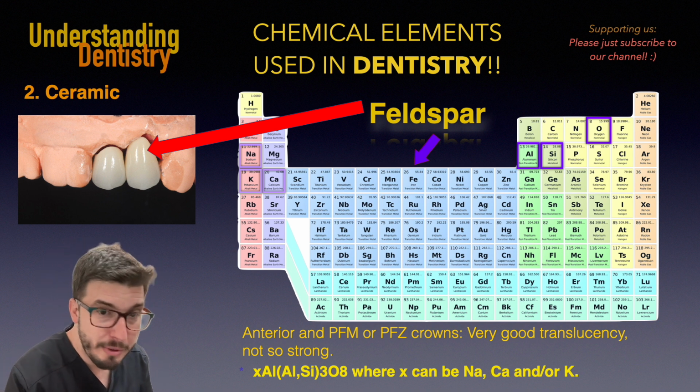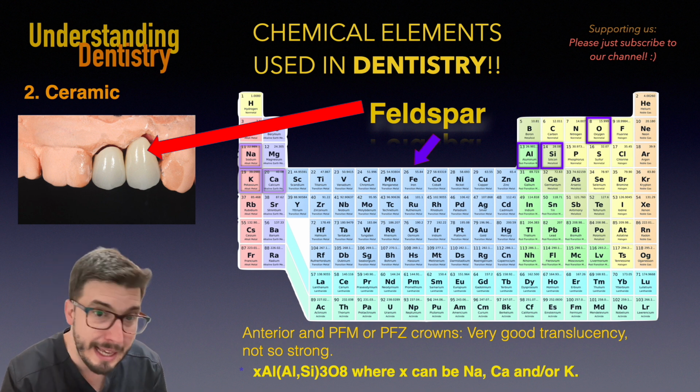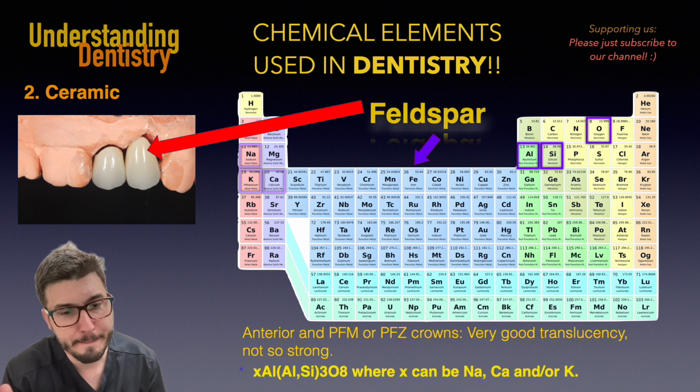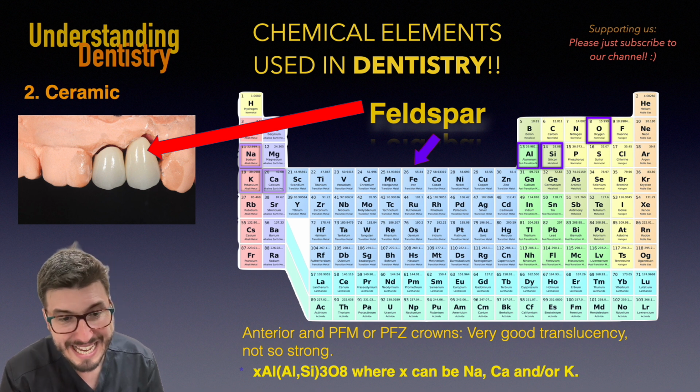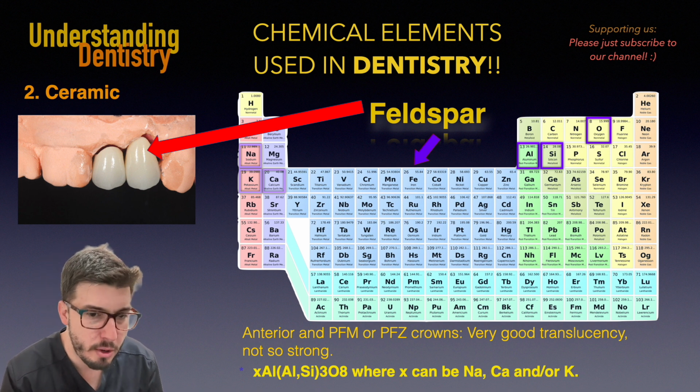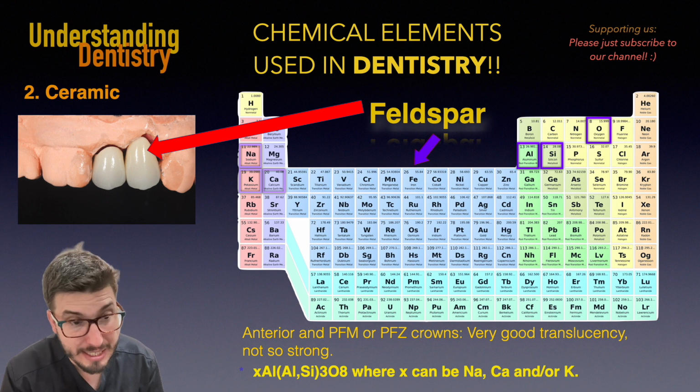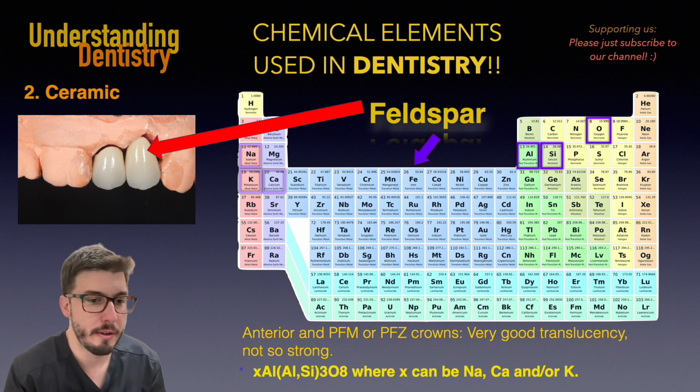So for feldspar, we have all these elements being aluminum, silicon, and of course oxygen, one of the three main components of the chemical composition. But then we have the X, which can be sodium, calcium, or even potassium in minor percentages, of course.